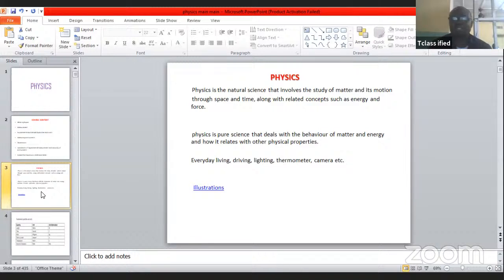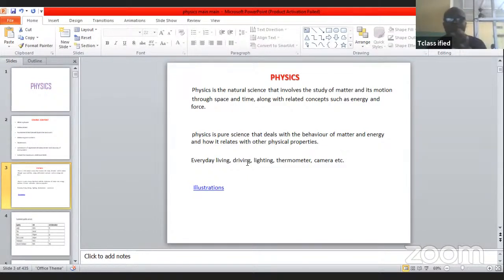So physics is the natural science that involves the study of matter and its motion through space and time, along with related concepts such as energy and force. So in our everyday life, we find out that physics is what we see when we drive. The way the car that you drive moves, that is physics.